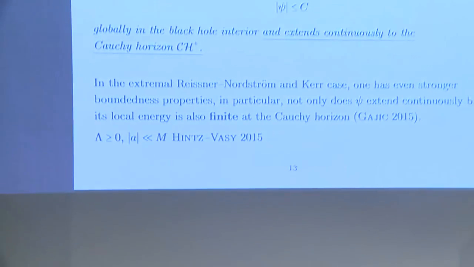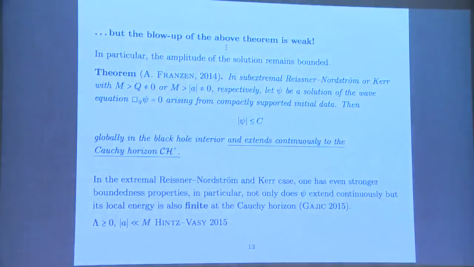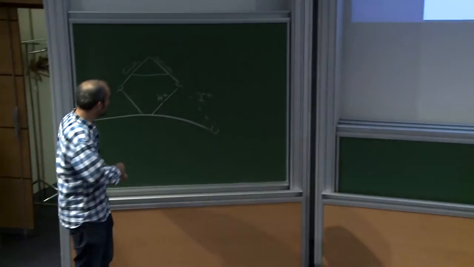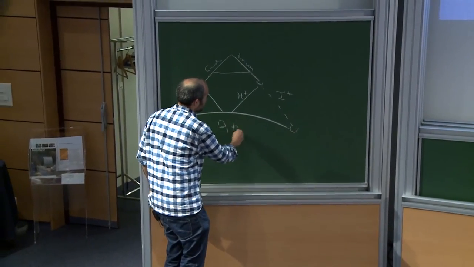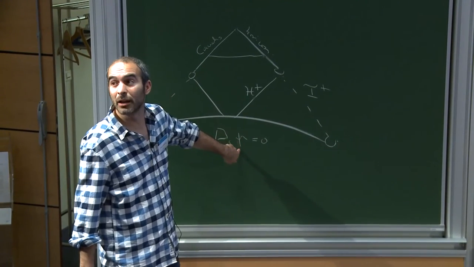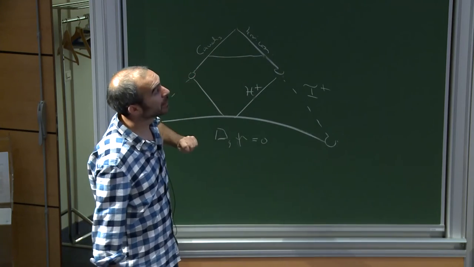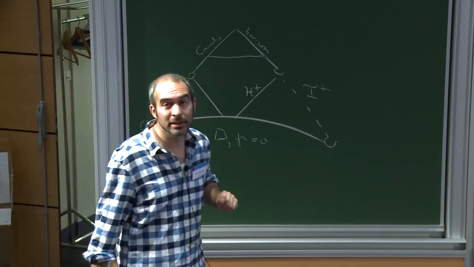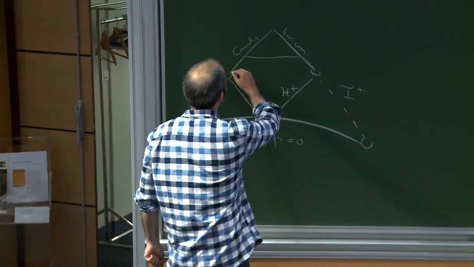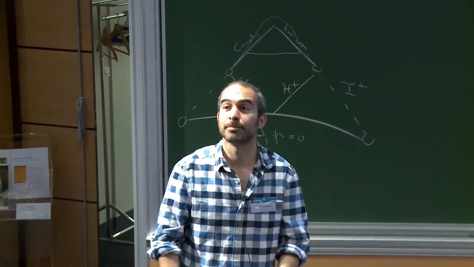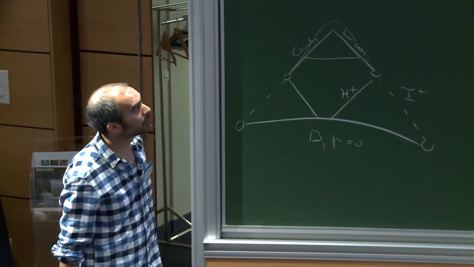So it's there. But at the same time, it turns out that this blow-up is weak. So I told you that the local energy of the generic solution of the wave equation is infinite. But it turns out that the amplitude of the solution, psi itself, remains uniformly bounded in the black hole interior, all the way up to the Cauchy horizon. And in fact, not only is it uniformly bounded, it turns out that you can continuously extend it to the Cauchy horizon and thus to some larger region. So this was a theorem of Franzen.